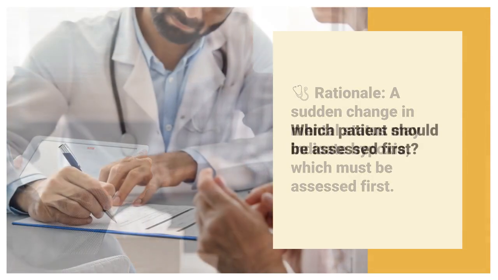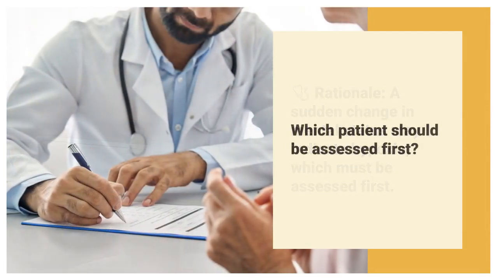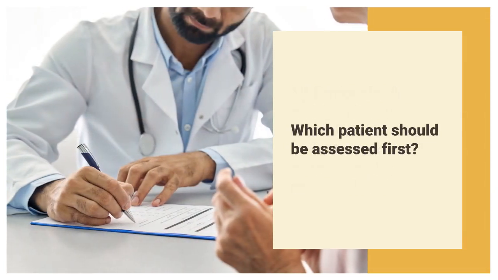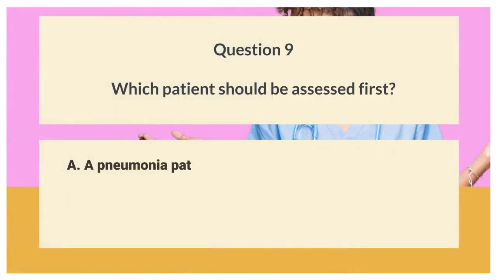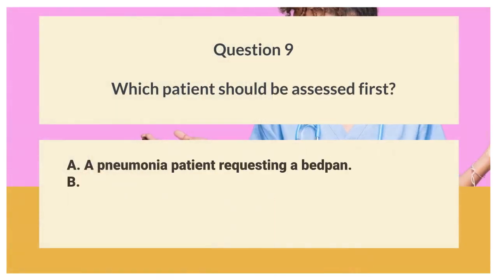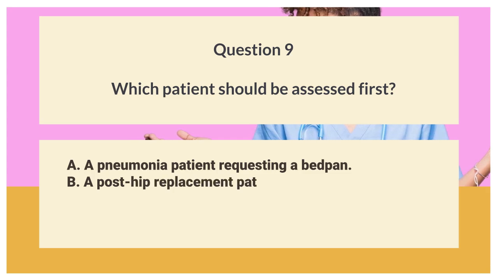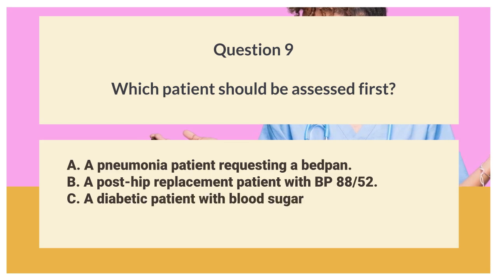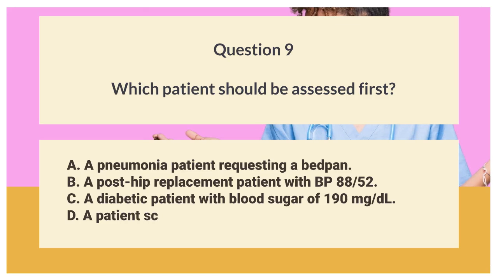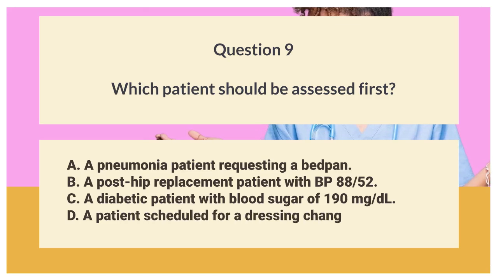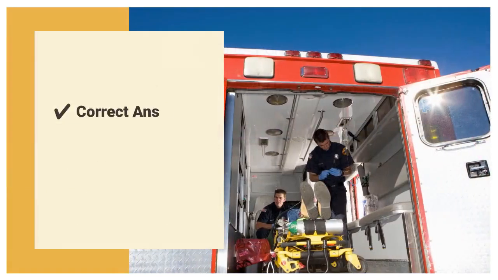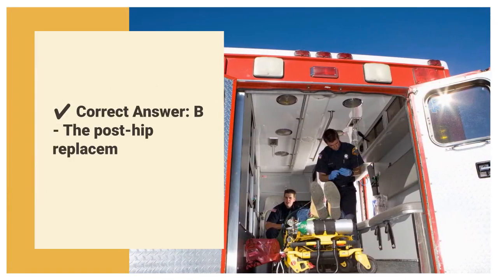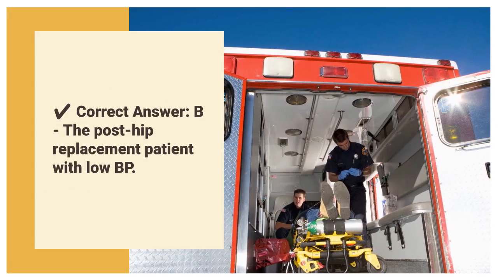Question 9. Which patient should be assessed first? A, a pneumonia patient requesting a bedpan. B, a post-hip replacement patient with a BP of 88/52. C, a diabetic patient with blood sugar of 190. Or D, a patient scheduled for a dressing change. The correct answer here is B, the post-hip replacement with low BP.